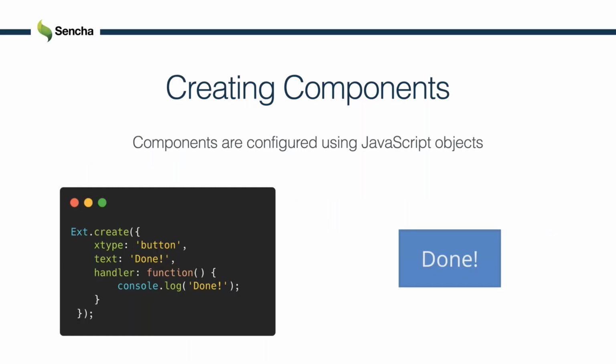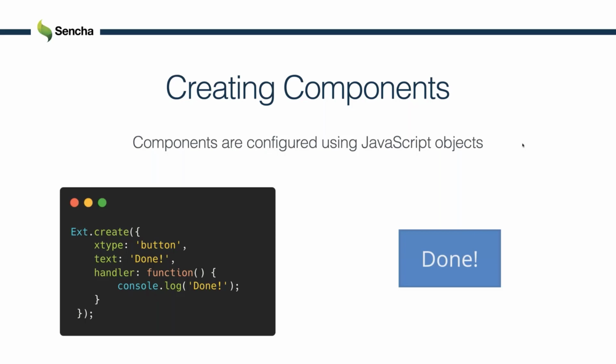We create components, as we said, by using configuration objects. In this example, we call the x.create API and pass it a configuration object to tell it to create a component with this specification. The xtype property here you can think of as the HTML element name. In this case, button, but we also have things like text fields, forms, grid, that sort of thing. That's the type of component that you're creating.